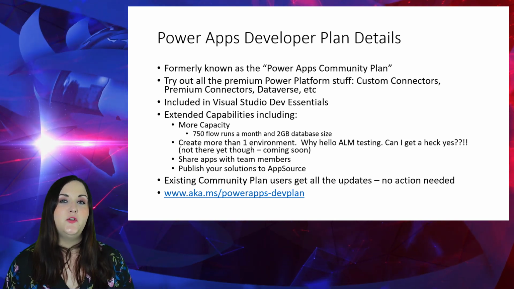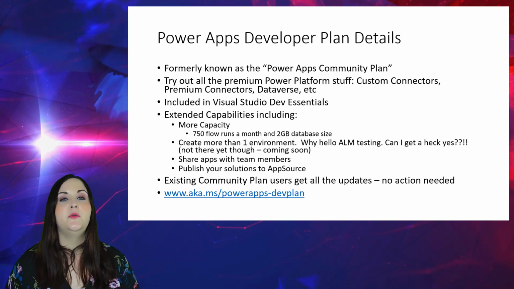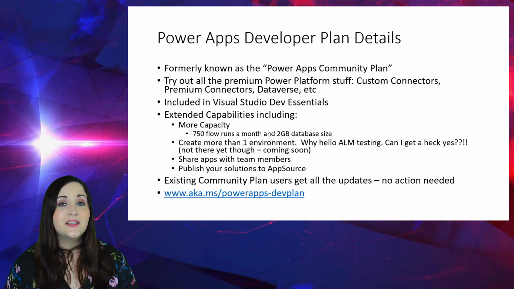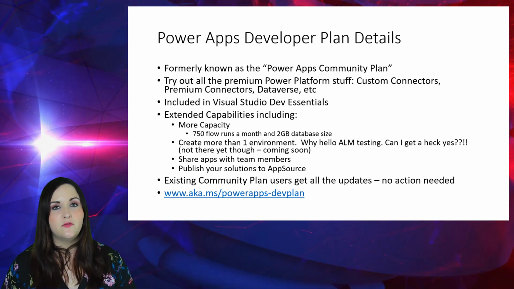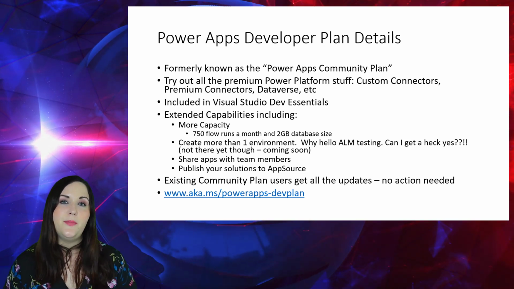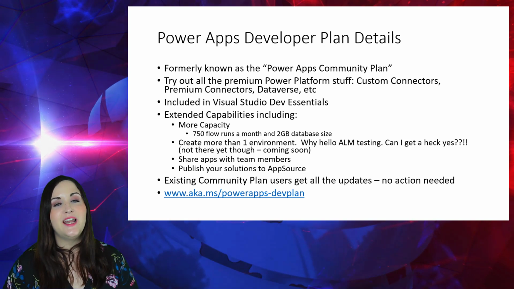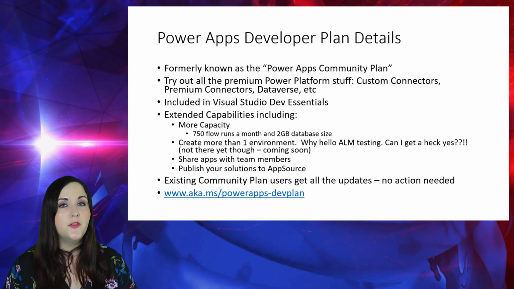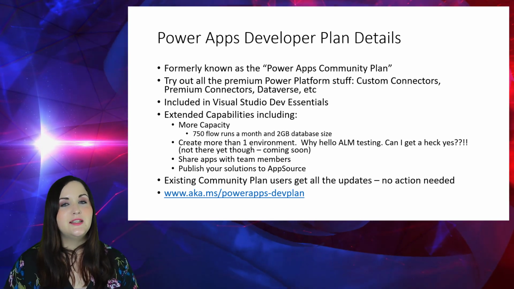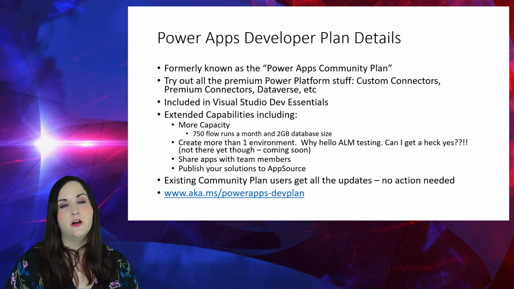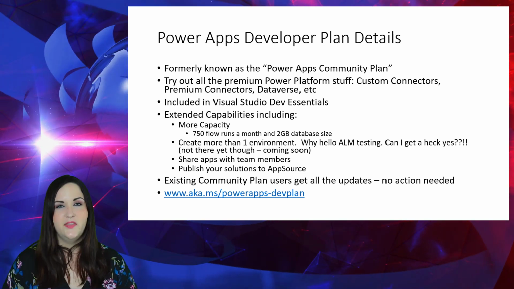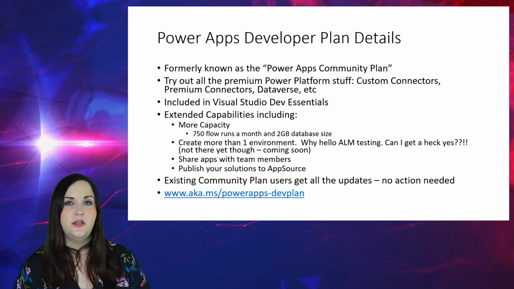First pain point, if you've leveraged this Power Apps community plan in the past, is capacity. Capacity was very limited, so they've upped that capacity a bit. So for Power Automate, we can have 750 flow runs a month per environment and up to 2 gigs in database size within our environments inside Dataverse. That is up from the 1 gigabyte, I believe that it was before.